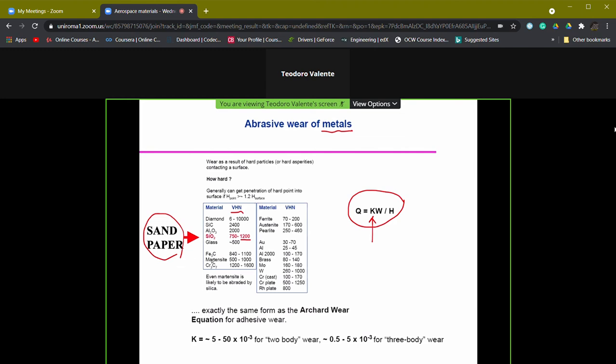Because if you look, for example, at the hardest form of steel, that is martensite, you see here we can get values as high as 1,000 Vickers. This means that sandpaper having silicon oxide particles on top is able to generate abrasive wear of martensite, and thus polishing of the martensite itself.